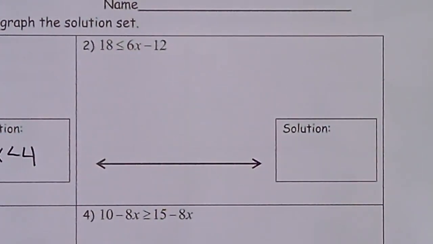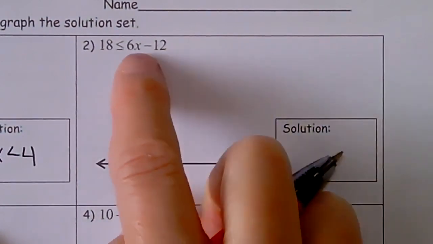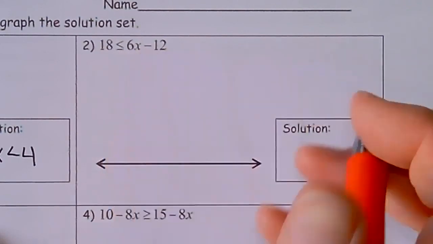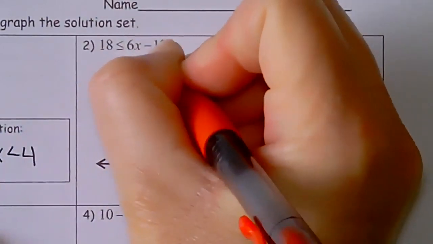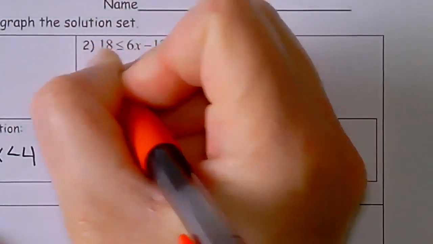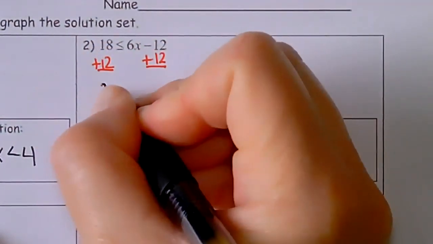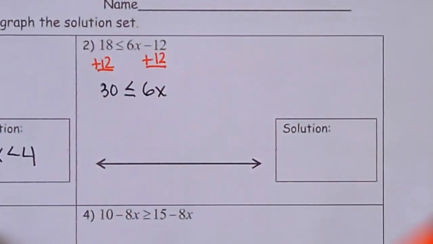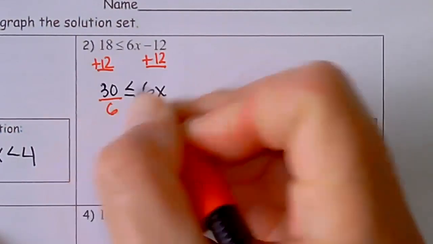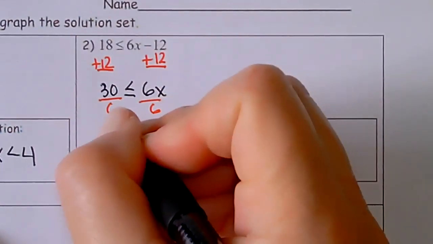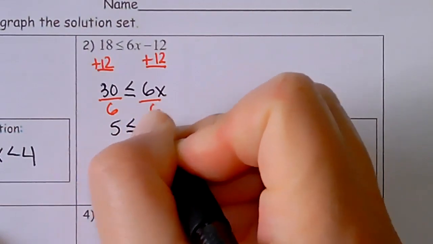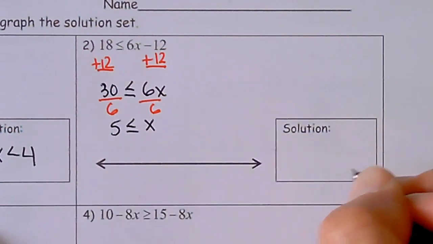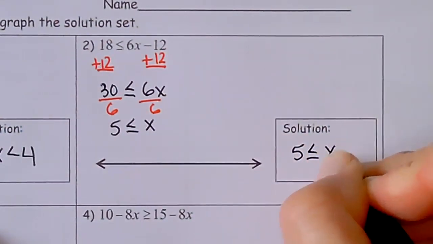On number 2, you want to be careful. Your x is on the right-hand side. You can keep it here on the right-hand side, that's fine, but you just want to think before you graph your answer. So I'm going to add 12 to both sides, and I'm going to get 30 is less than or equal to 6x. I'm going to divide both sides by 6, and I end up with 5 is less than or equal to x. Again, I do not switch the direction of my inequality if I divide by a positive. So that's my answer: 5 is less than or equal to x.